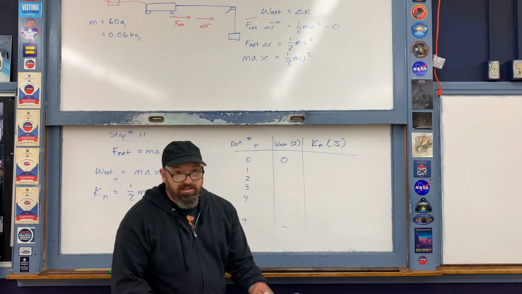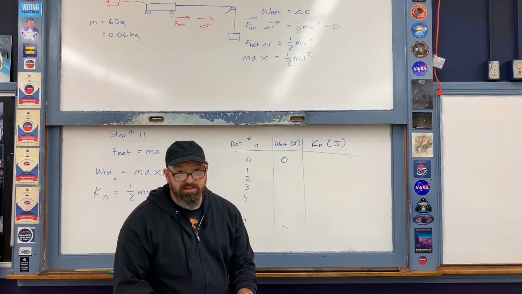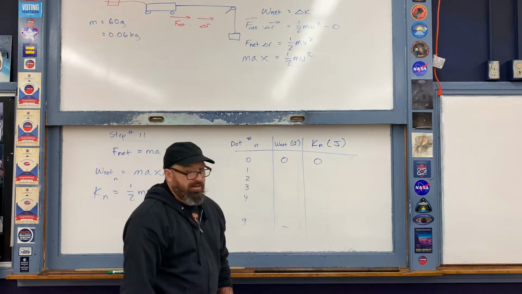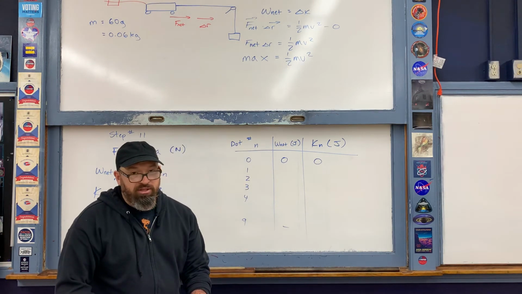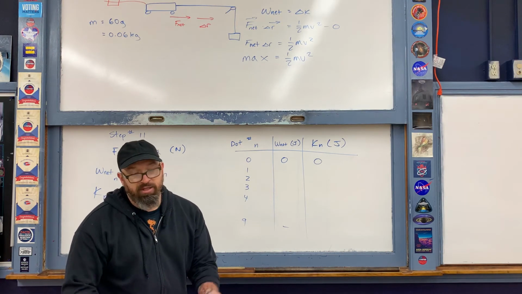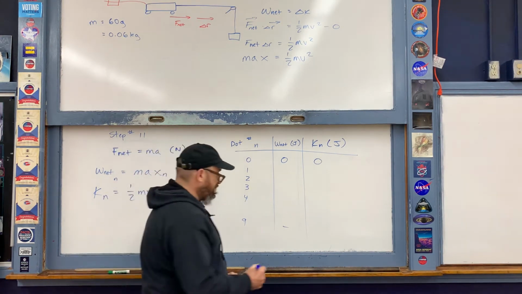Once again for dot 0, because the velocity at dot 0 is equal to 0, the kinetic energy at dot 0 is equal to 0. And then you just simply make this calculation for dots 1 through 8. Once again, we don't calculate this for dot 9 because we don't have the velocity at dot 9 anyway.